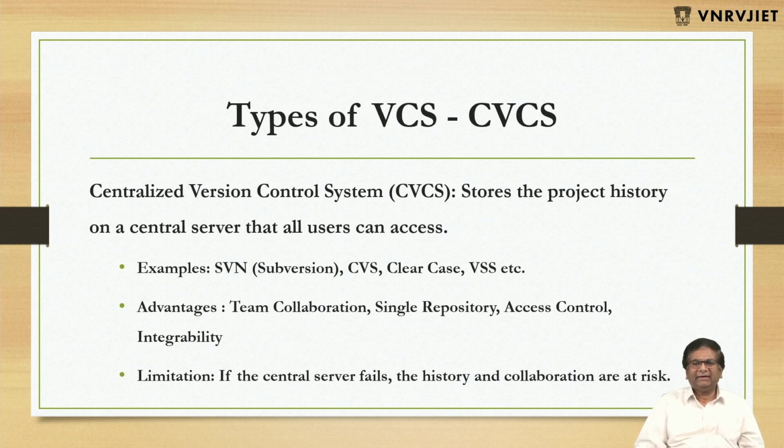CVCS, centralized version control systems. These systems store project history on a central server that all users can access. So instead of having the version control system locally, it is there on a server. Let's say I have a project where 5 people are working. All five people will connect to that machine. There is a client application sitting on all 5 of these machines to access that server.